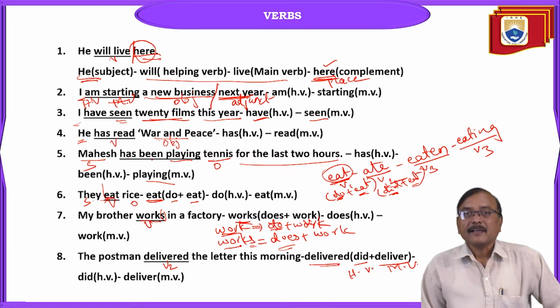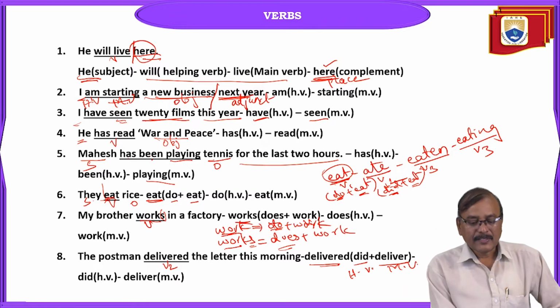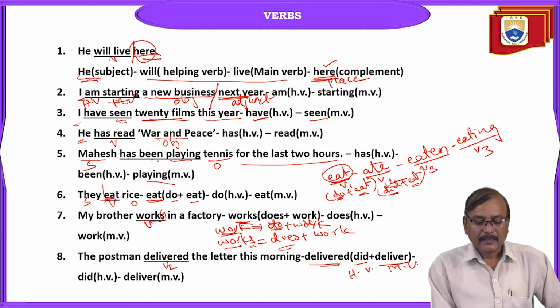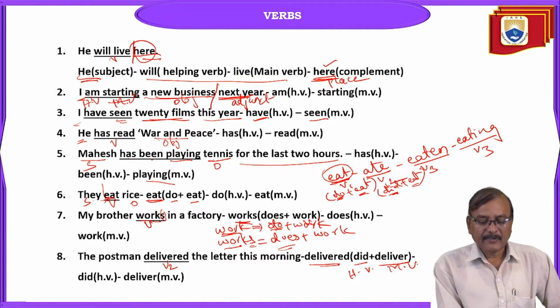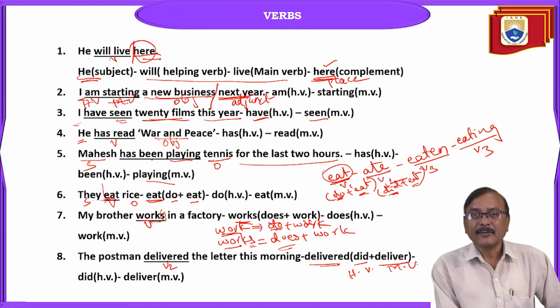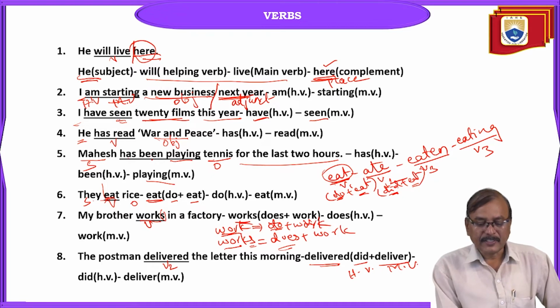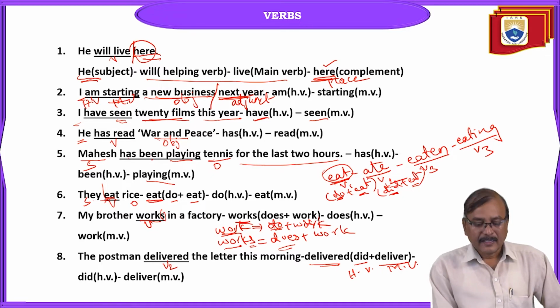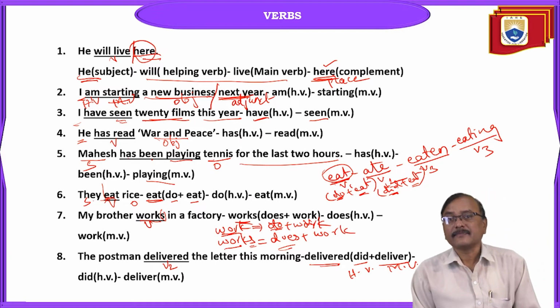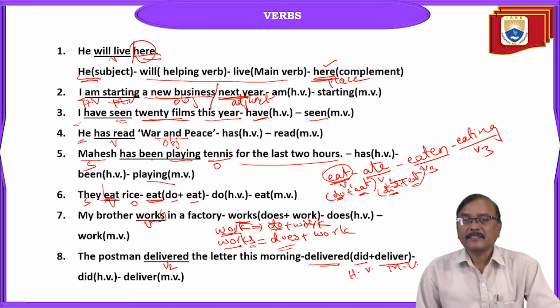Now you may ask me, why should we use "will" here? "He will live here." Why are we using the -ing form here? Here you are using the V3 form, seen. Here "read" is the V3 form. "Mahesh has been playing." Why are you using "has been" extra? Why "has"? Why "have been"? Why "am" and the -ing form? What is the reason here? You may ask.